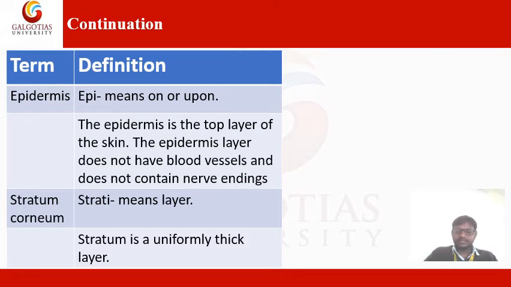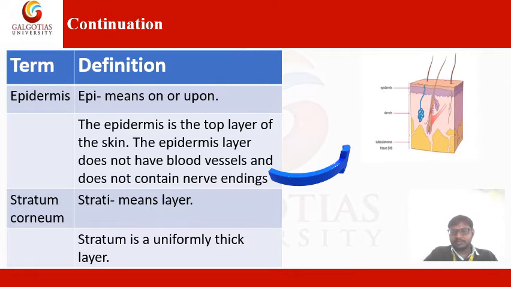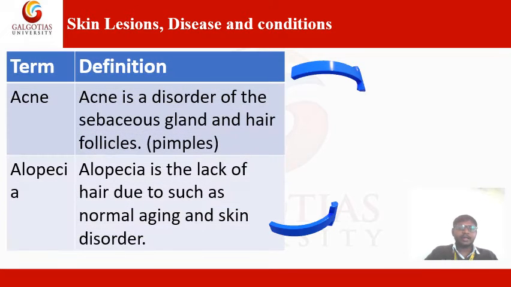Stratum, you can see the epidermis layer. This is the epidermis layer. There is no nerve ending, there are no blood vessels. And stratum corneum. Strati means layer, and stratum is a uniformly thick layer. You can see. Next one, acne.